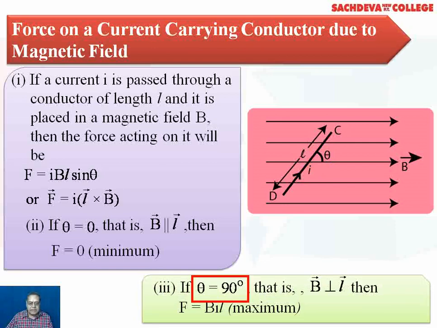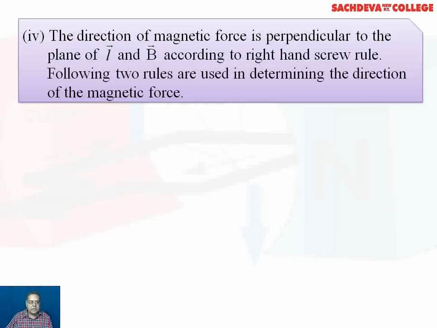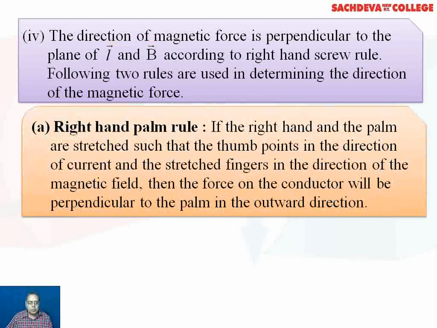If theta is 90 degrees, that is B is perpendicular to L, then F is equal to BIL, and that is the maximum value of the force. The direction of magnetic force is perpendicular to the plane of L and B. According to right-hand screw rule, the following two rules are used in determining the direction of force. The first is right-hand palm rule.